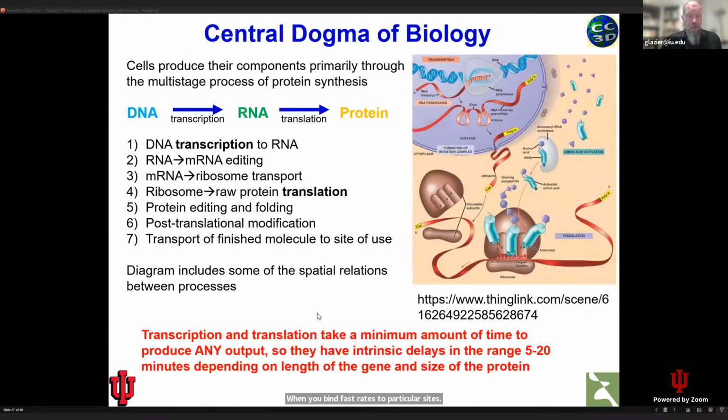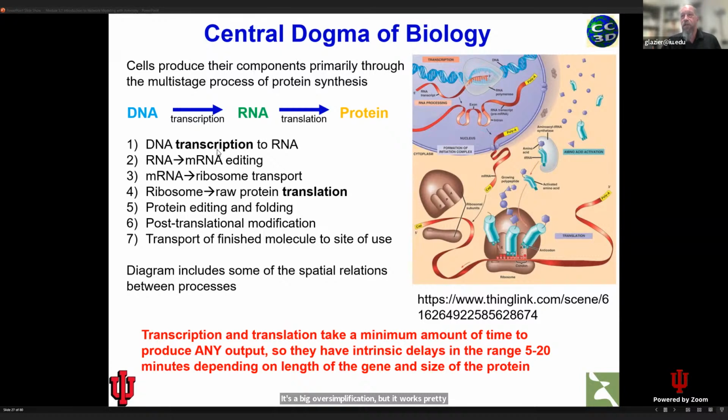When we're talking about gene regulation, we have to come back to the central dogma of biology. That is that we start with DNA. DNA is transcribed into RNA. RNA has some modifications afterwards, but then is translated into protein. We can look at all the steps. We rarely model all of those steps. We typically just do DNA to protein directly. It's a big oversimplification, but it works pretty well much of the time.